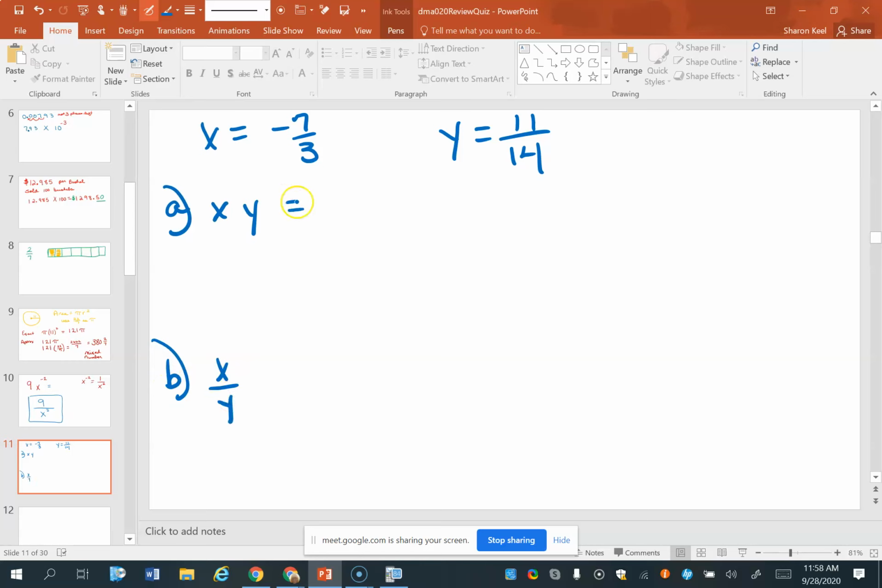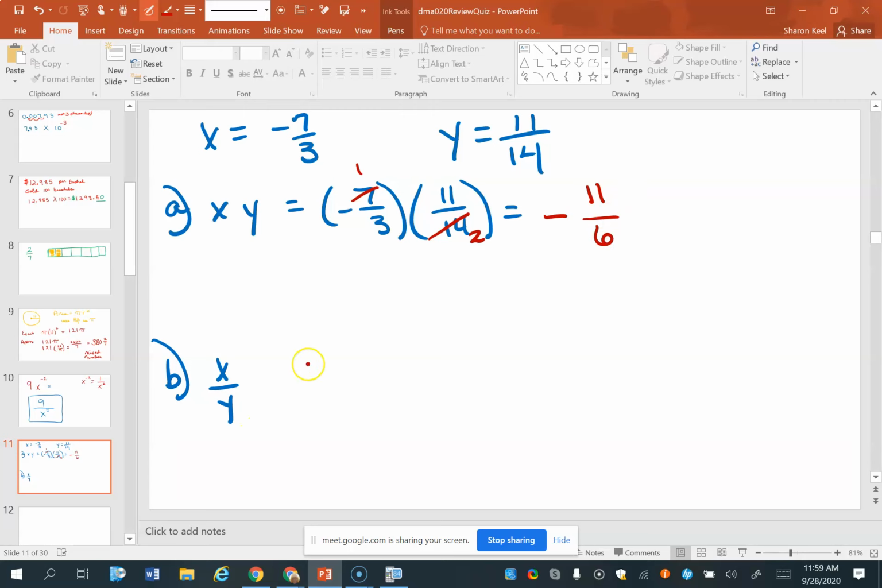That means we would have -7/3 times 11/14. You can do this on your calculator, or I'm going to do this one longhand. If I'm doing this longhand, I can see that the 7 and the 14 can reduce. 7 goes into 7 once and into 14 twice. A negative times a positive gives me a negative answer. 1 times 11 is 11, and 3 times 2 gives me 6. So my solution for the first one is -11/6.